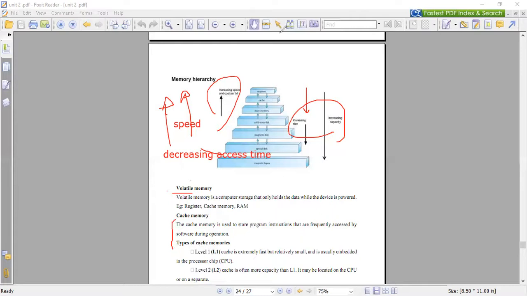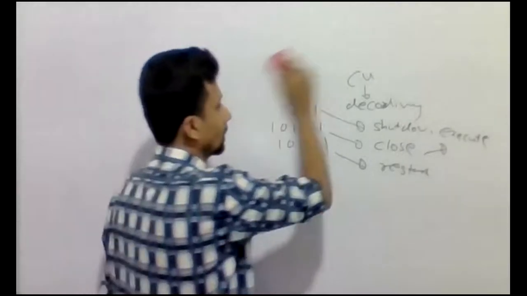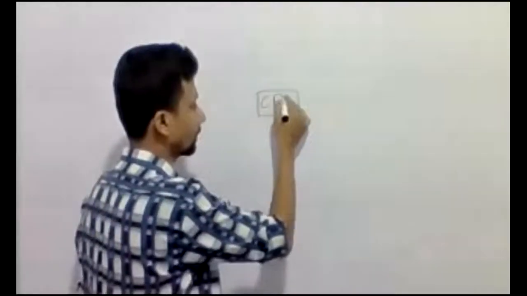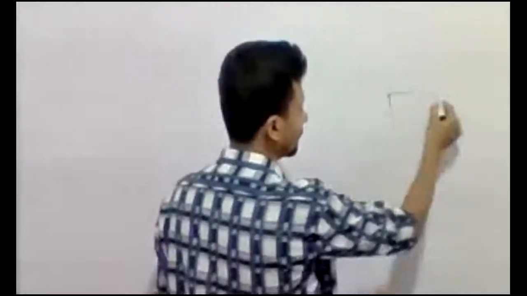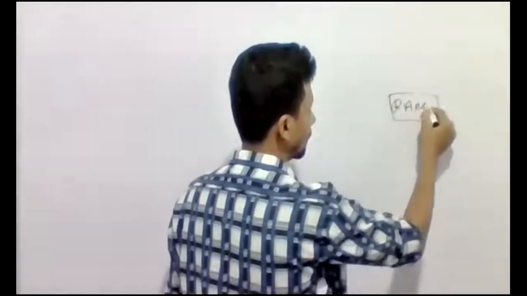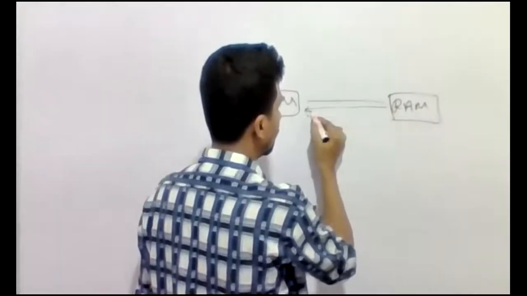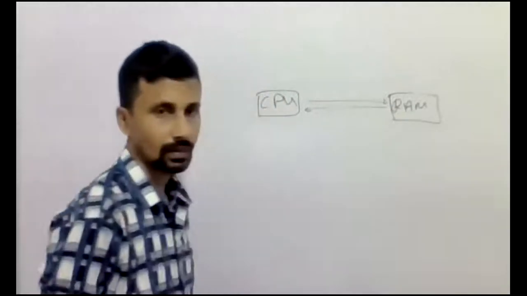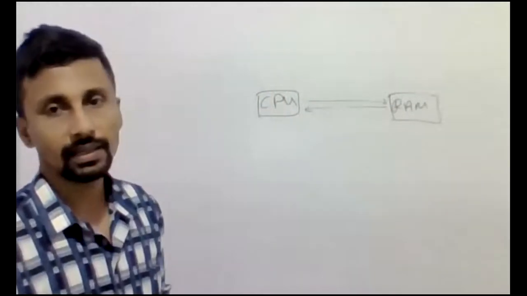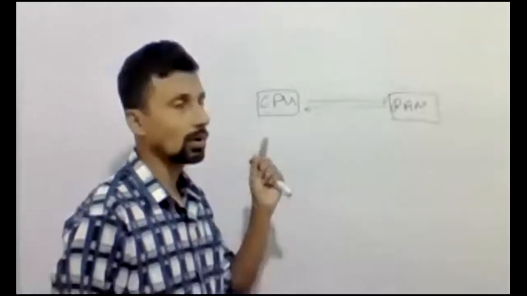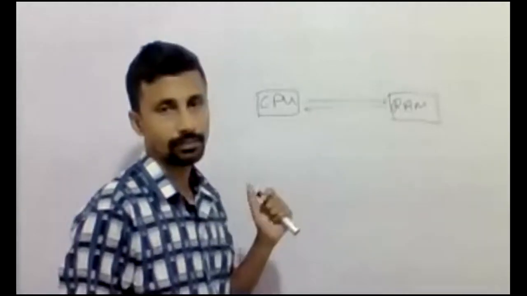I will show you registers and cache memories. Both are like together. Now suppose you have the processor here, the CPU, and you have RAM here. It can read and write from the RAM, that doesn't matter. But when you're comparing, it takes more time to take data from RAM.